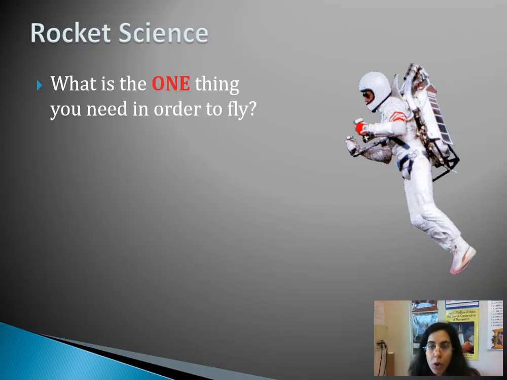Now, review. What's the one thing you need in order to fly? Shout out. No, not the wings. Helicopters don't have wings. Try again. Think about what's the one thing you need in order to swim. Well, to swim you need water. To fly you need air. The one thing you need to fly is air.